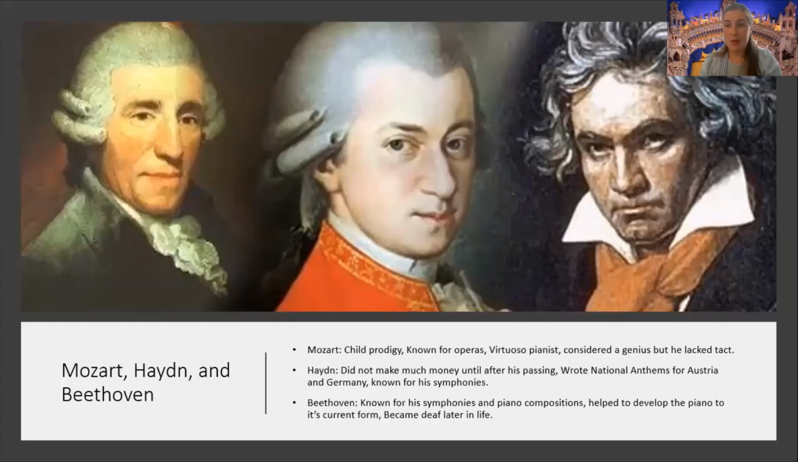Let's talk about some composers. Here are your main three from this time period: Mozart, Haydn, and Beethoven. You've probably heard of them before. These are the big guys of this time period. So Mozart was a child prodigy, known for his operas, also known as being a virtuoso pianist. He started really young. He wrote some of his early pieces as a very young child. We're talking like kindergarten, first grade age, very young.